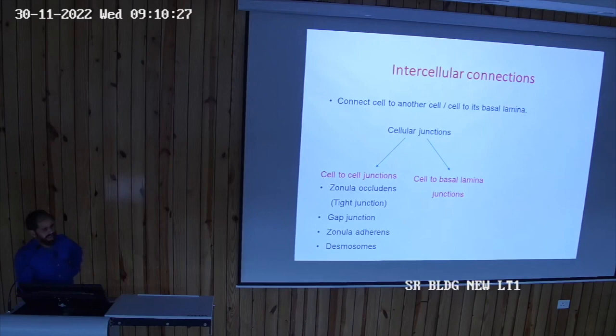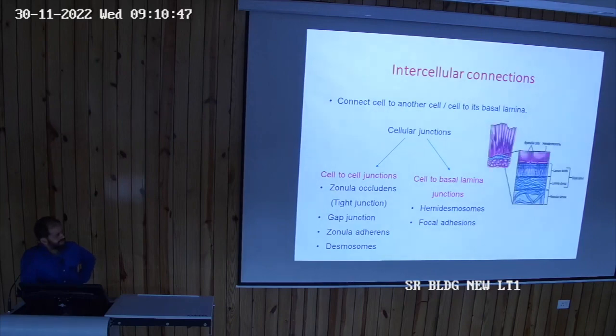Then the cell also has to join to the basement membrane. For that there are different structures like hemidesmosomes. Hemidesmosomes connect to the basal lamina. And also there are other focal adhesions, which are smaller adhesions. You can see in the structure, this is the basal lamina. You can see this is part of the basement membrane.